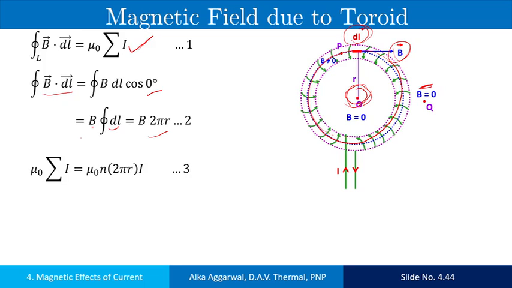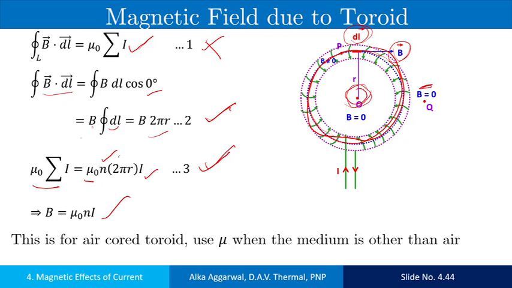Now consider the right hand side. The right hand side is mu naught into the summation of currents. I is the current through a single turn and the total number of turns in this closed loop is equal to the number of turns per unit length into the circumference of this loop. Now comparing equation number 2 and equation number 3, 2 pi r is cancelled and this will be the final expression.